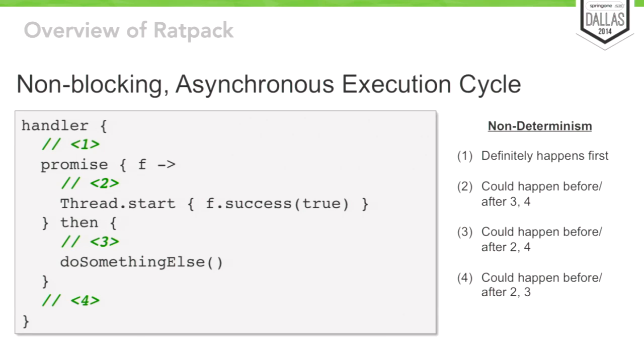However, number two could happen before or after 3 and 4. Number 3 could happen before or after 2 and 4. And number 4 could happen after 2 and 3, right? So this execution order is not something that we can guarantee at any point, right? And you as a developer are sort of left to design around the fact that the application can't be deterministic. So you have to build in your own serialization of asynchronous events through callbacks to achieve any kind of determinism. So that's a big problem.